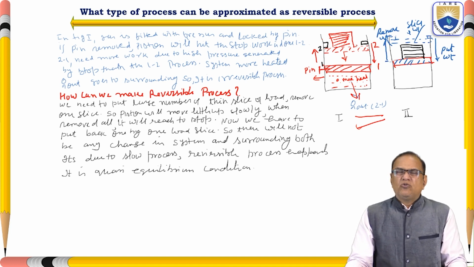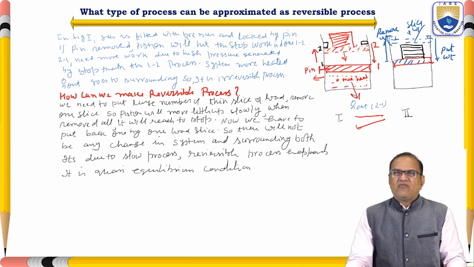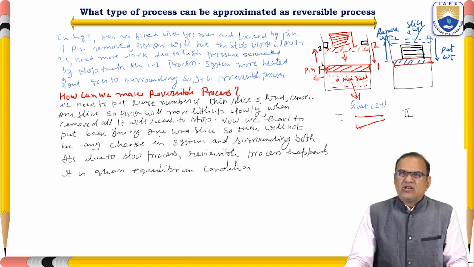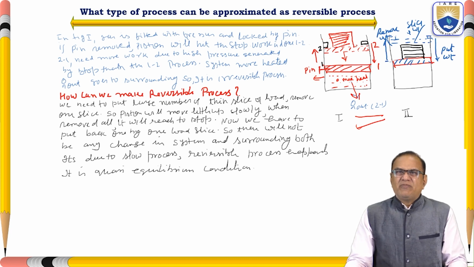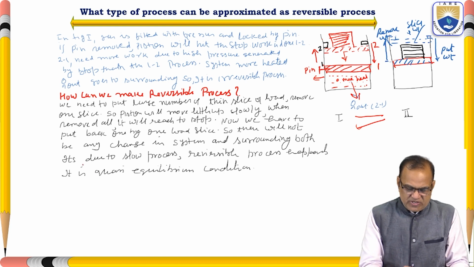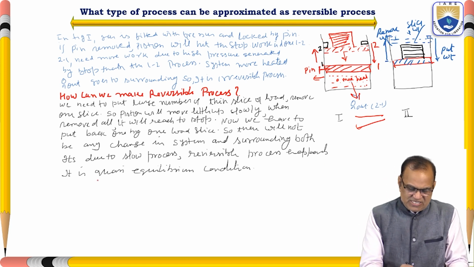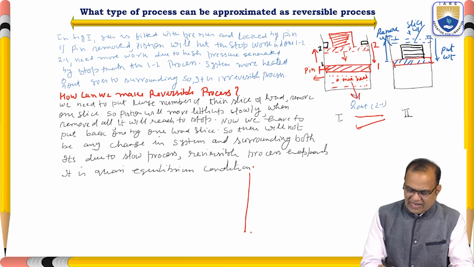Now we have to put the loads back one by one. So there will not be any change in the system or the surrounding. It is due to the slow process that the reversible process happened. It is a quasi-equilibrium condition. So I can write this again here.